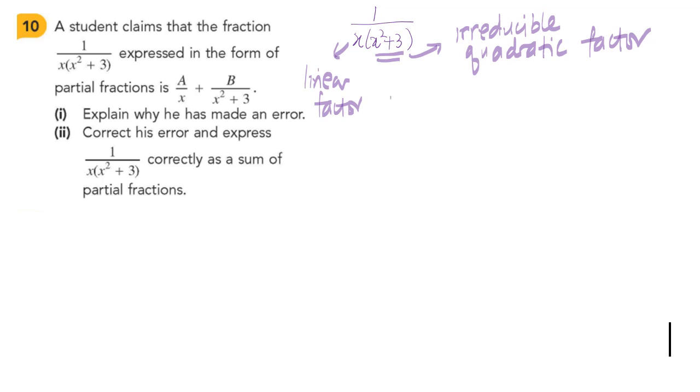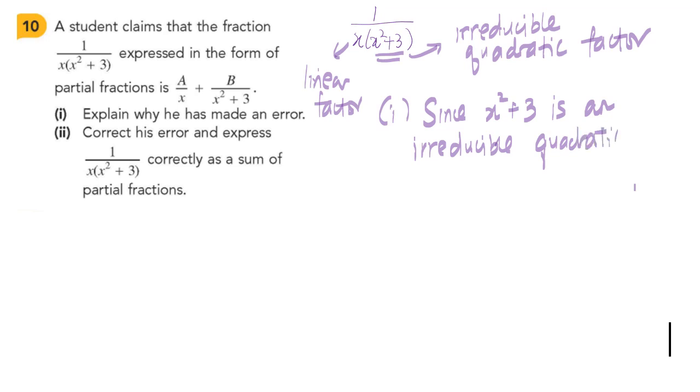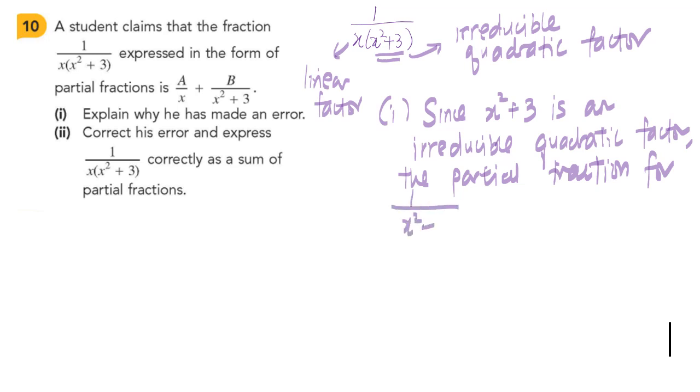So how do we explain our answer? Right, we explain it this way. We say that since x squared plus 3 is an irreducible quadratic factor, the partial fractions for 1 over x squared plus 3 should be bx plus c over x squared plus 3, and not b over x squared plus 3.